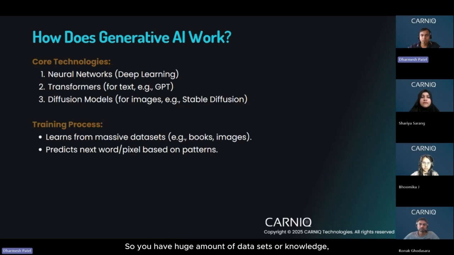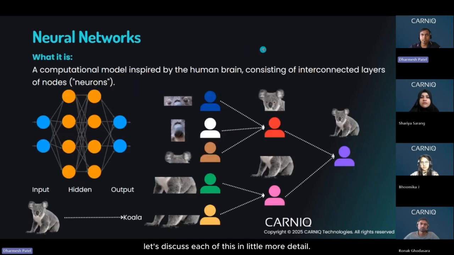You have a huge amount of data sets or knowledge, and then you generate new things based on the use cases. And at the end, it's just NLP, natural language processing. So it is very important that the training data you have is proper and sufficient in amount for this technology to work better. Now let's discuss each of these in a little more detail.